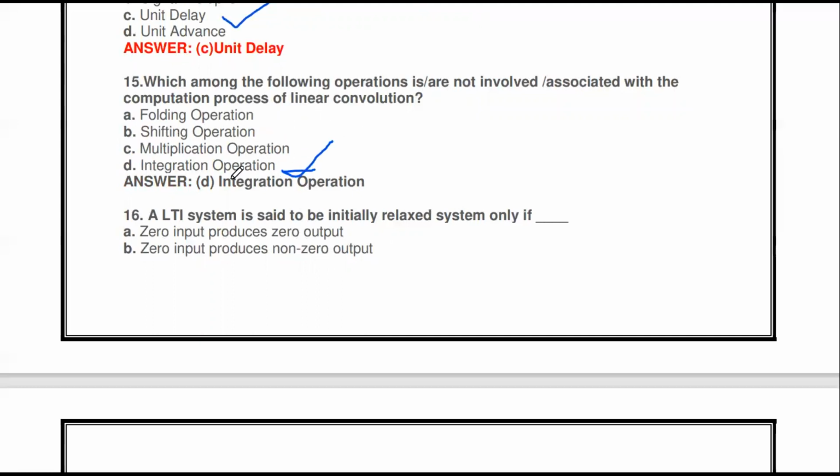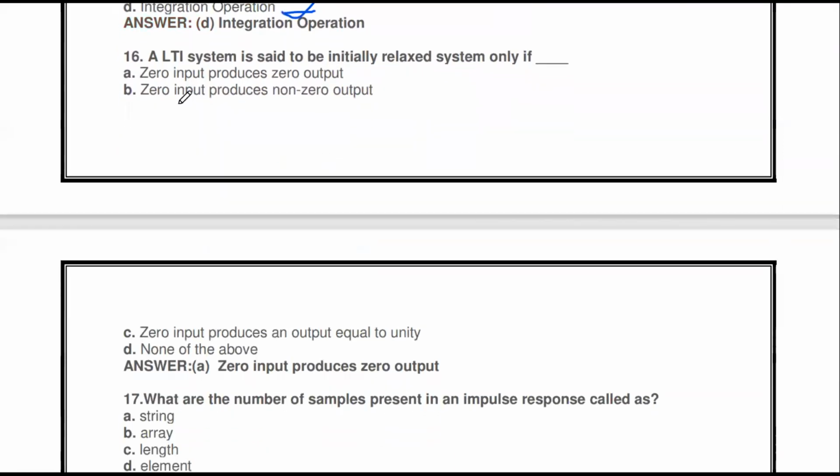The integration operation is used in the convolution integral, for continuous time signals. In that convolution we can use integration. But linear convolution, the convolution sum, is discrete convolution. The other name is linear convolution. So in order to perform linear convolution, the integration process is not used at all.